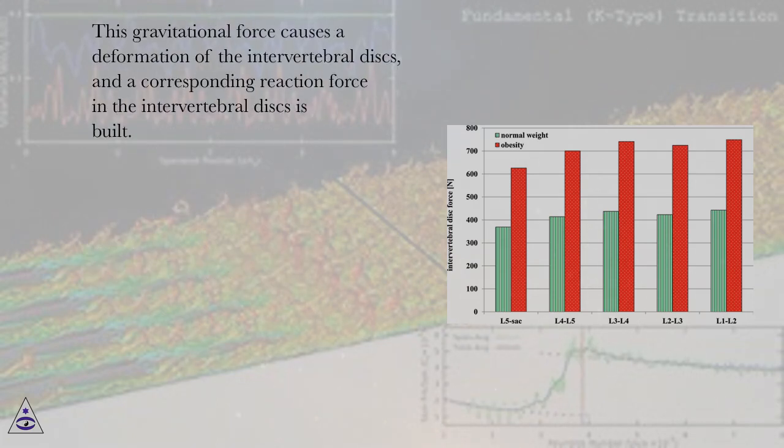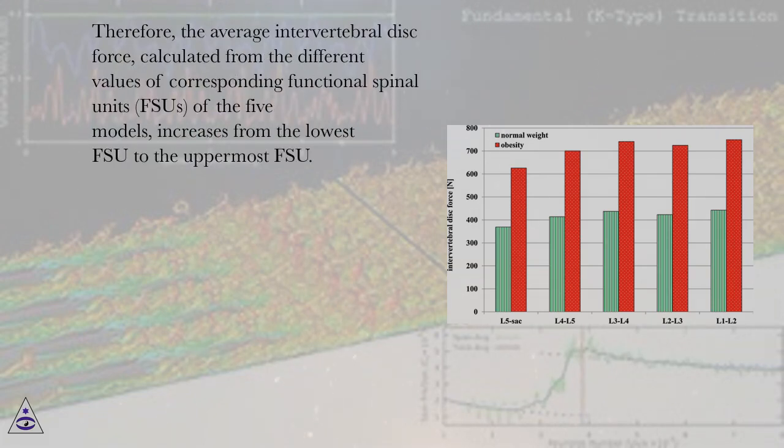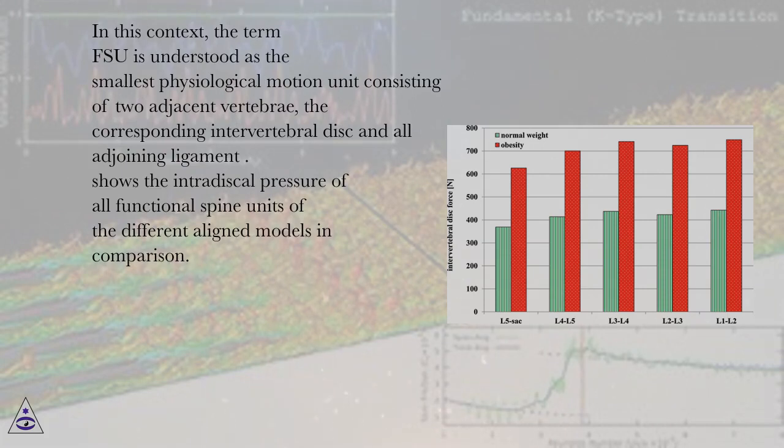This gravitational force causes a deformation of the intervertebral discs, and a corresponding reaction force in the intervertebral discs is built. Therefore, the average intervertebral disc force, calculated from the different values of corresponding functional spinal units, FSUs, of the 5 models, increases from the lowest FSU to the uppermost FSU. In this context, the term FSU is understood as the smallest physiological motion unit consisting of 2 adjacent vertebrae, the corresponding intervertebral disc and all adjoining ligaments.